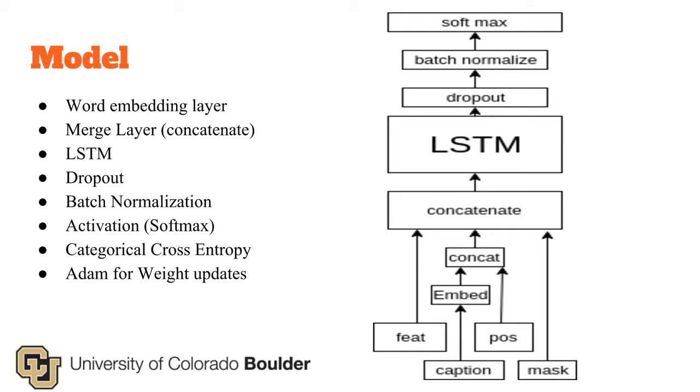To prevent the model from overfitting, we add a dropout layer and a batch normalization layer. And finally, we get output from the activation layer, which uses softmax. The loss function here is categorical cross entropy. And next, Deepak will talk about how to get predictions from this model.